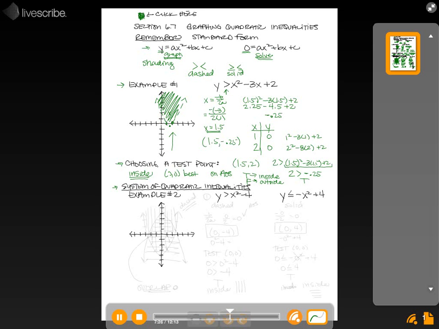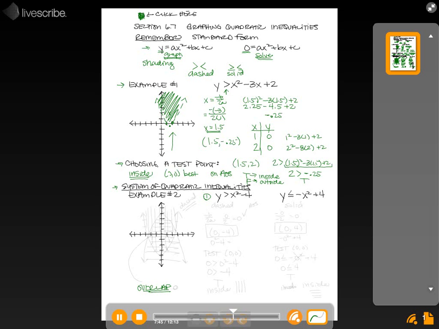And when we have a system, we want the overlap. Remember, our solution is the overlap of the two graphs. So that's what we're looking for. If there is no overlap, then the answer is no solution. All right? So, I'm going to start with the first one here.